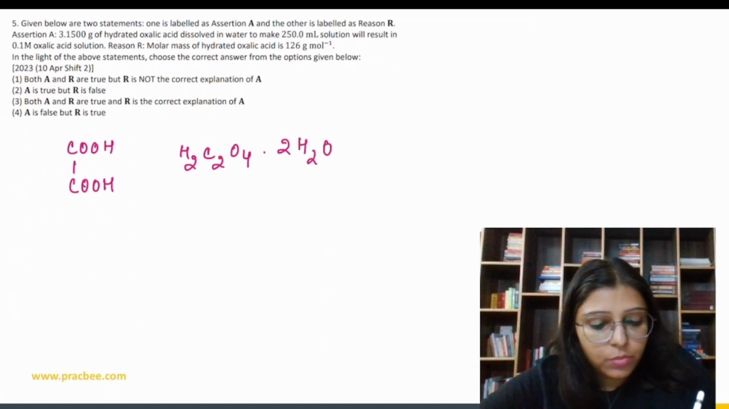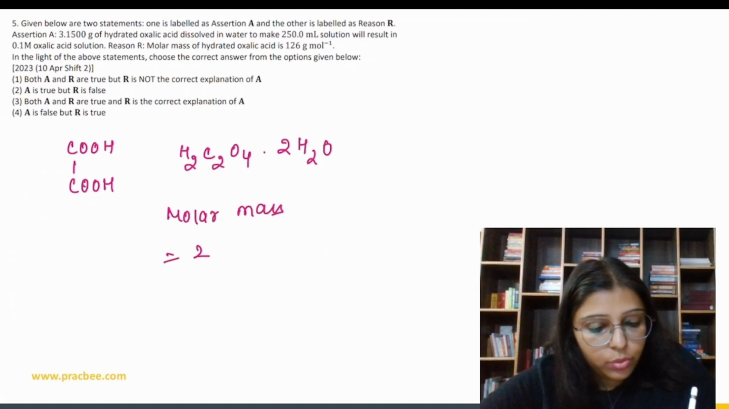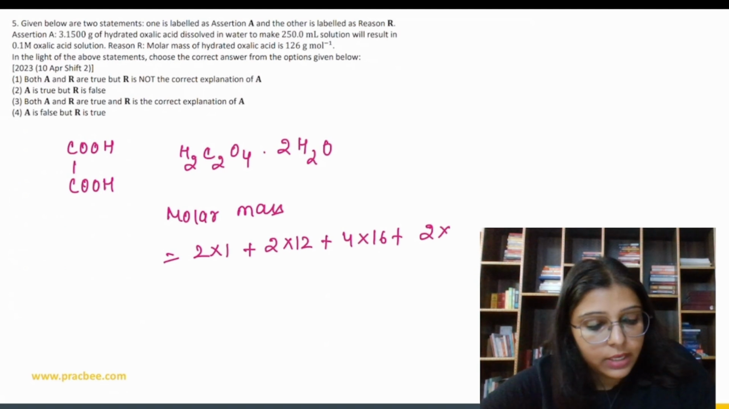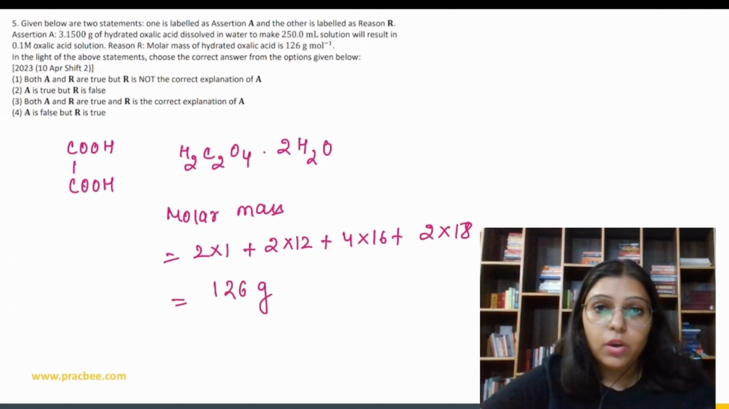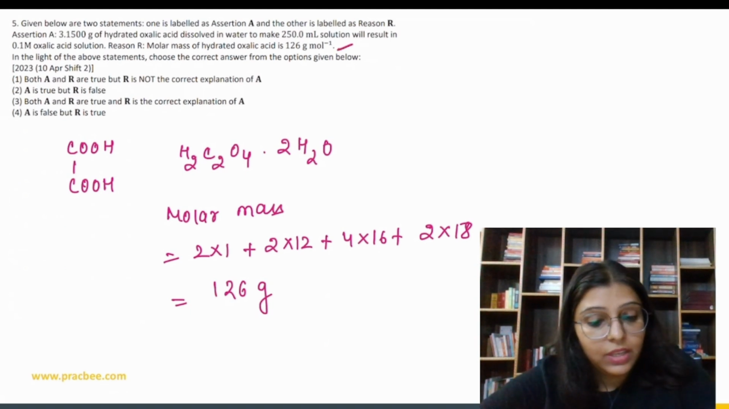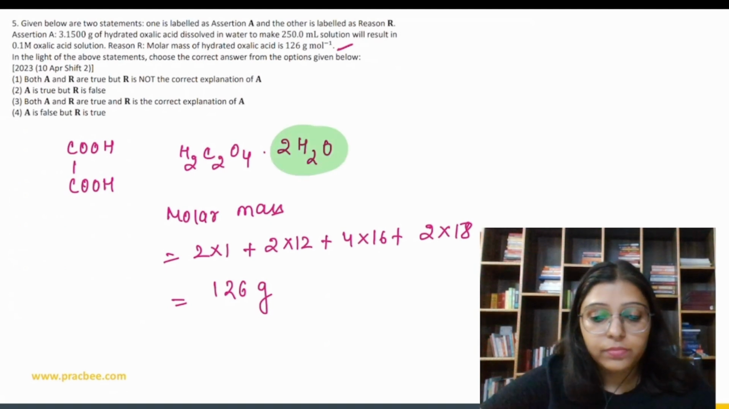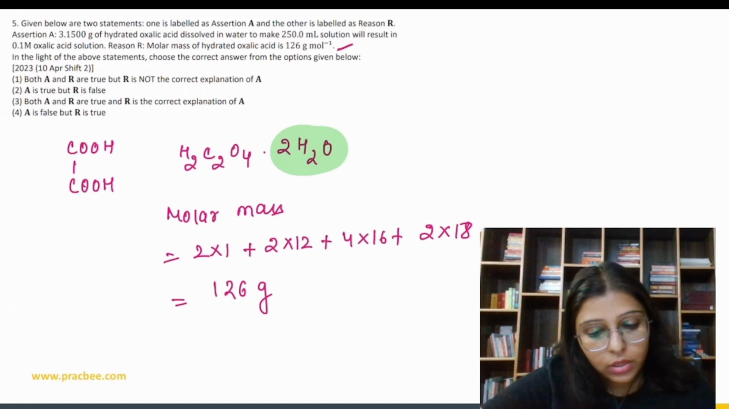So if I find out the molar mass of this one, it is equal to 2 into 1 plus 2 into 12 plus 4 into 16, and molar mass of water is 18. So on solving, we get 126 gram only. So it means the reason is correct. Reason is correct, right? In the hydrated molecule we have two molecules of water. Now we have to find out the molarity.